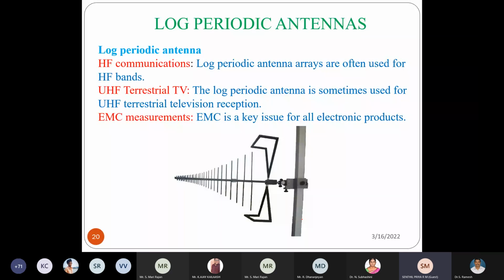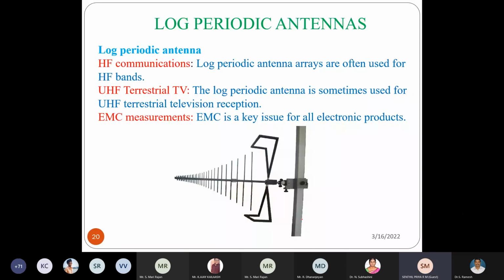As well as if you are using DTH, and there is high thunder and lightning, you will not be able to receive the signal, right? So electromagnetic interference is also there. Here we can measure the compatibility of any electronic devices, how much interference the devices can tolerate. So this is a log periodic structure where we go for high frequency bands. In television receiving systems and electronic products, we can measure the electromagnetic compatibility.